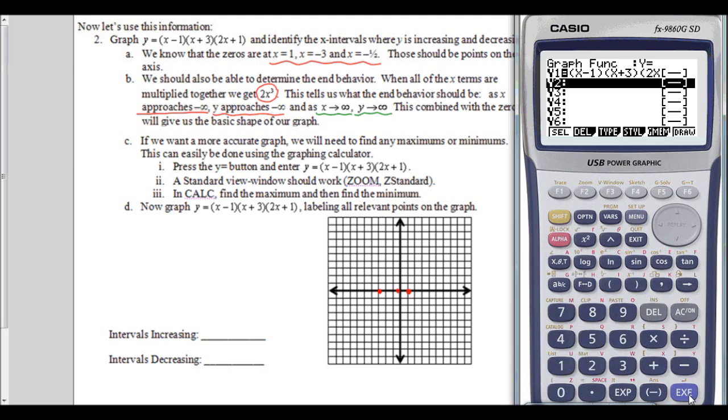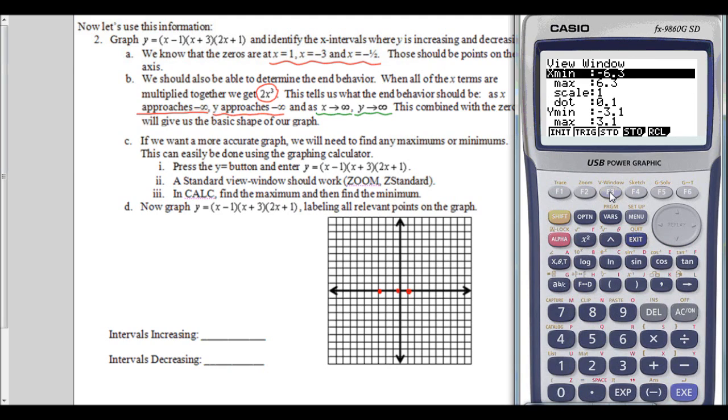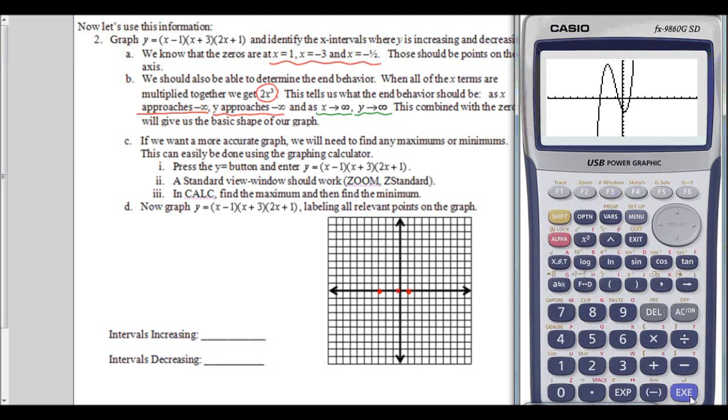Once I've got that in, I want to go to Shift View Window, which is F3. Oops, I didn't hit the right button. Hold on. Shift View Window, which is F3, and I want to go to a Standard View Window, which is F3. On your TI, you just hit Zoom 6 for Zoom Standard, and then I can graph this. So that looks pretty good.